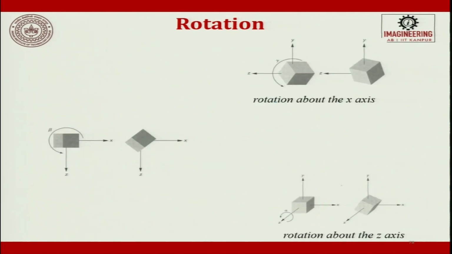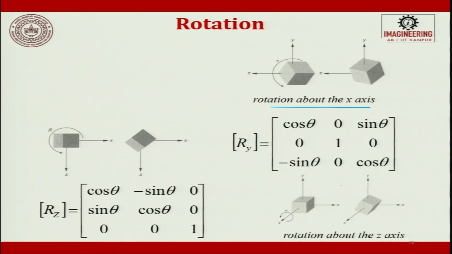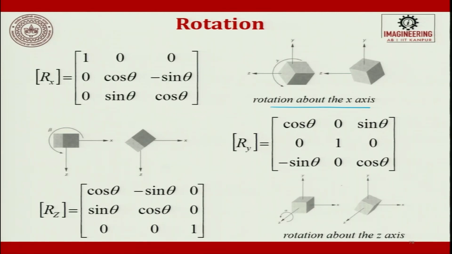So, this is about rotation about the x axis. You can see the object, this is y and z, and we are rotating about this axis, it is rotation about x axis. This is rotation about z axis and this is rotation about y axis. So, you can see the formulas that were derived earlier. From that derivation we see the formulas that get developed.